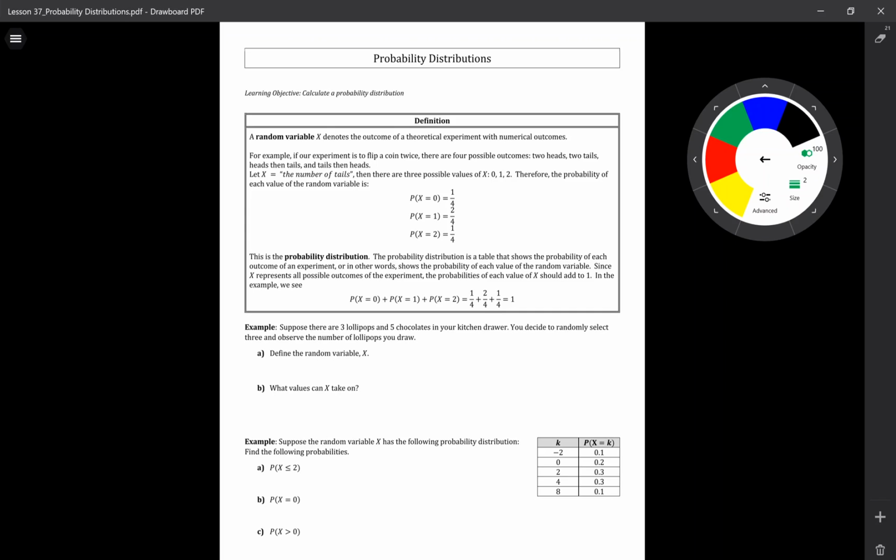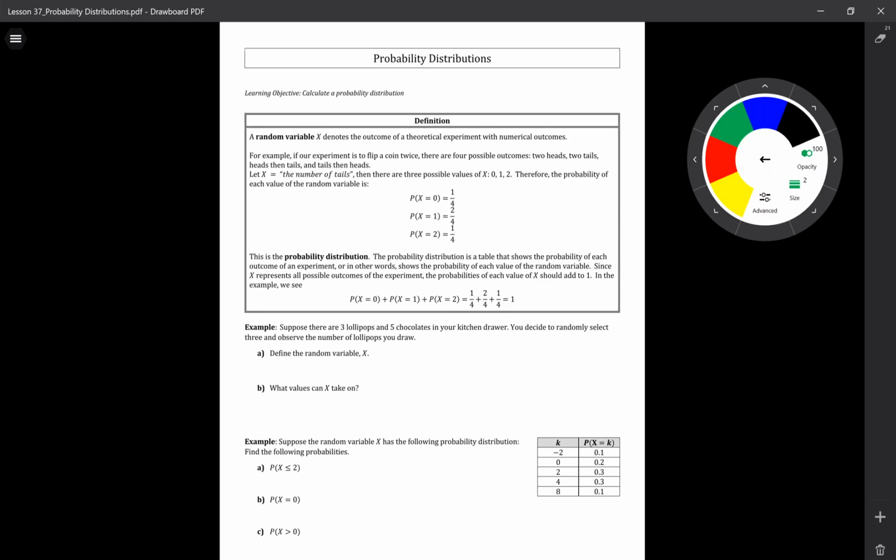A random variable x denotes the outcome of a theoretical experiment with numerical outcomes. So x is just a variable here. For example, if our experiment is to flip a coin twice, there are 4 possible outcomes: 2 heads, 2 tails, or one of each, heads then tails, tails then heads. These are our only 4 possible outcomes.